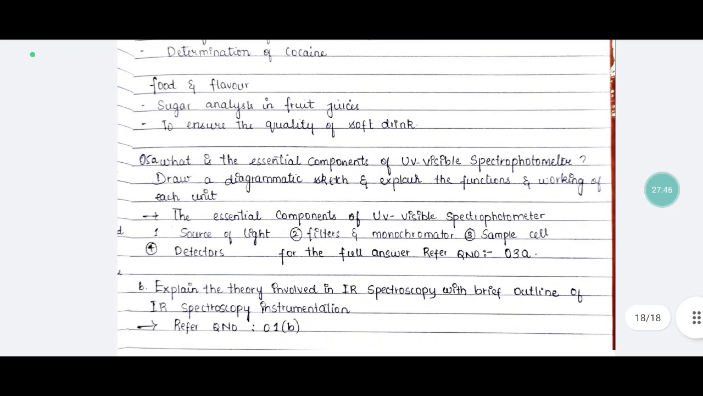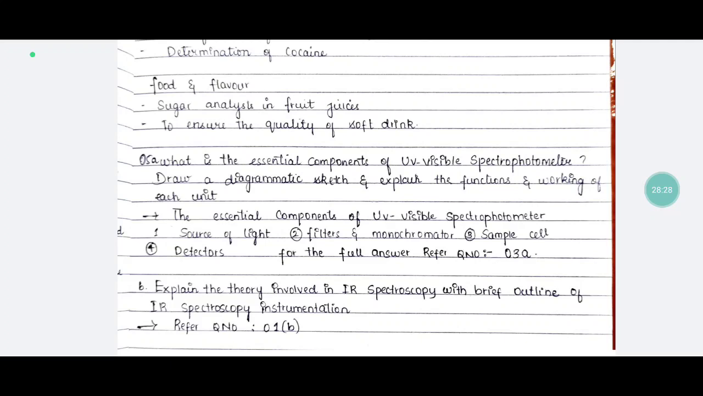So the fifth question, same A and B. For the question A and B, you have to write A or B, but I am going to give you both answers. What are the essential components of a UV visible spectrophotometer? Draw a diagrammatic sketch and explain the functions and working of each unit. The essential components of UV visible spectroscopy are source of light, filters and monochromators, sample cell and detectors, which is given in question number 3A.